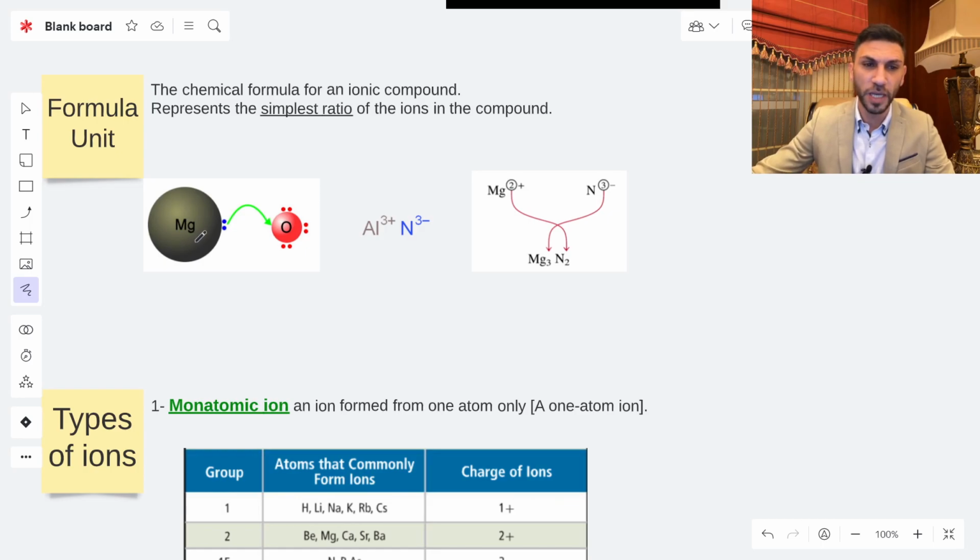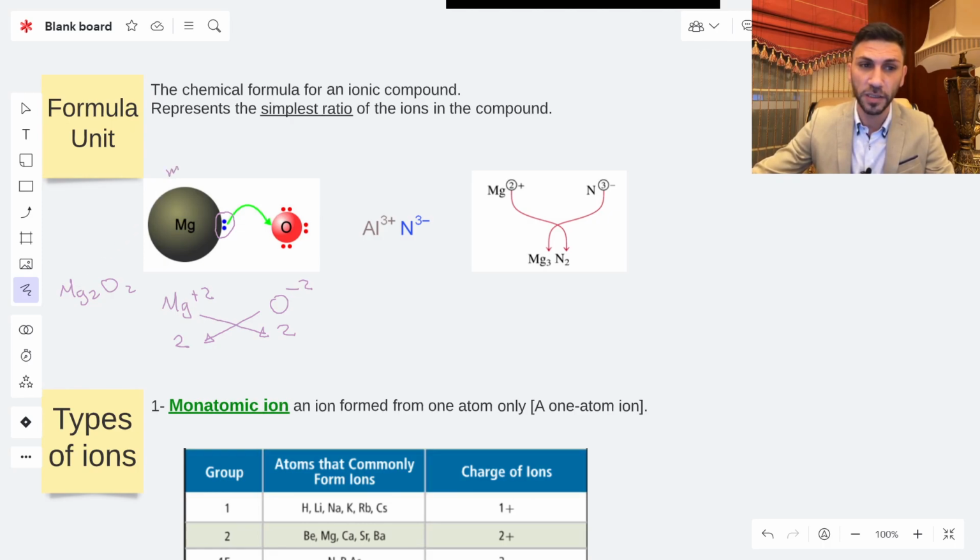So for example here, Mg has 2 valence electrons, and the oxygen has 6 valence electrons. Mg needs to lose these 2 electrons to become Mg positive 2, and the oxygen will gain these 2 electrons to become O negative 2, and we put number 2 underneath magnesium and number 2 underneath the oxygen. Magnesium will take number 2, oxygen will take number 2, and the compound should be Mg2O2. But here we're talking about the formula unit because it's an ionic compound.